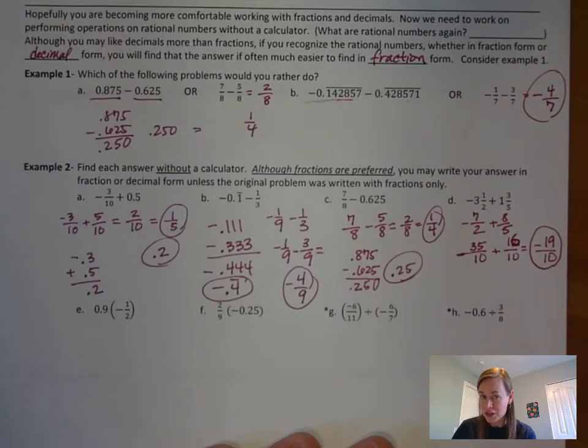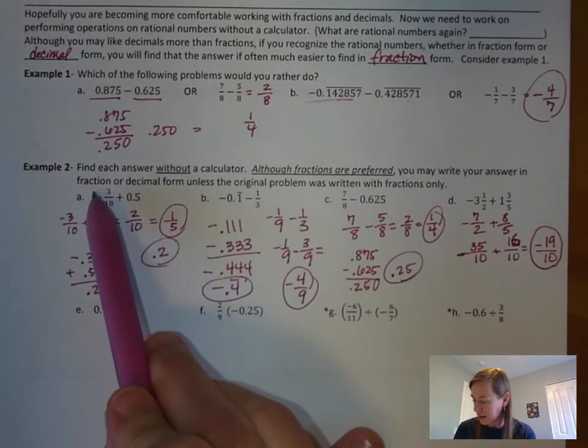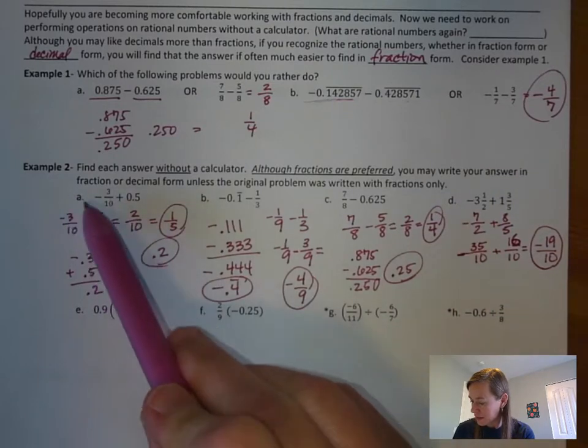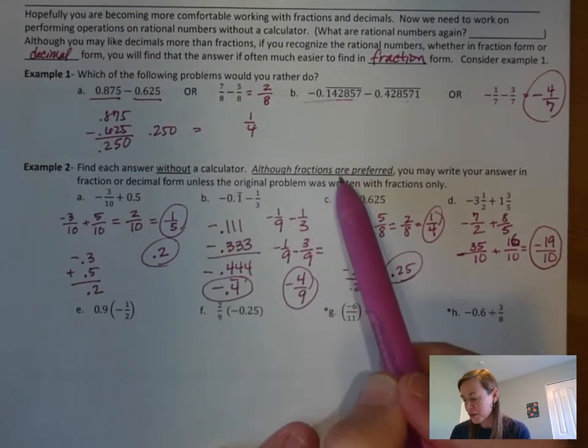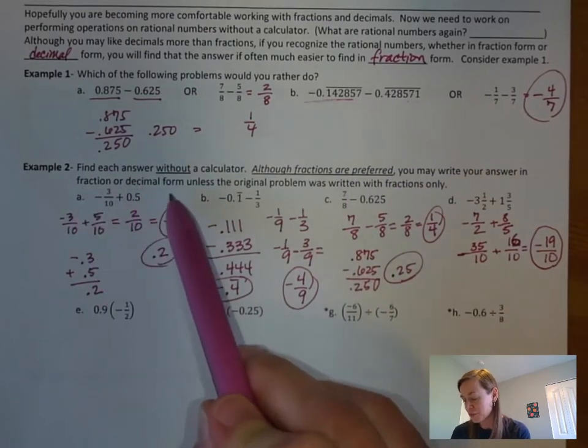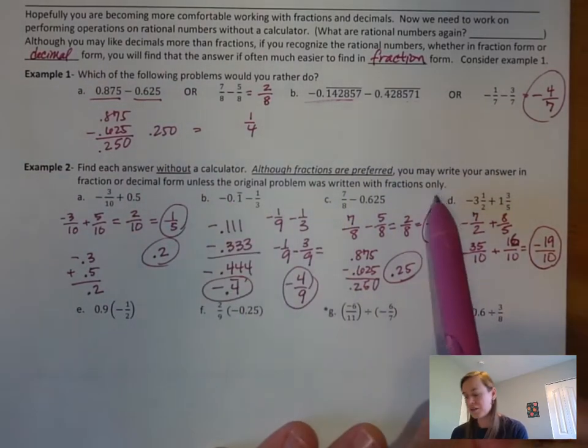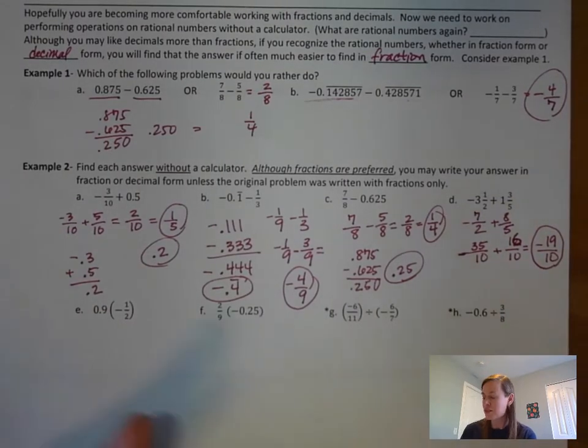And according to the instructions, you may write your answer in fraction or decimal form unless the original problem was written with fractions only. So it says fractions are preferred. Because the original problem was fractions only, they want you to keep it in fraction form.